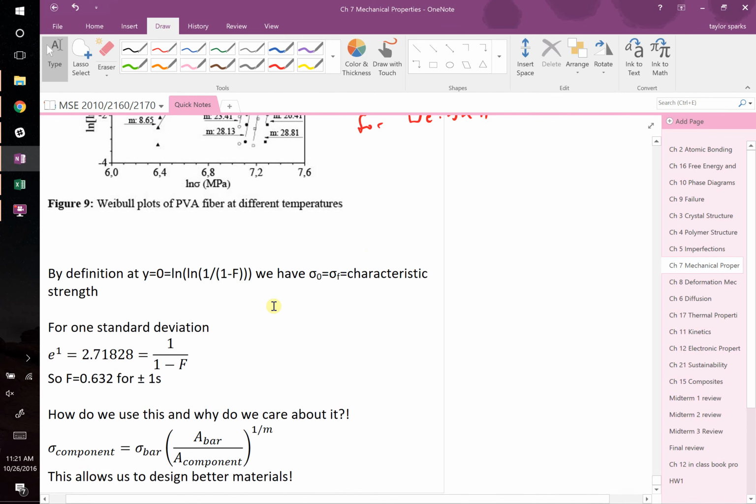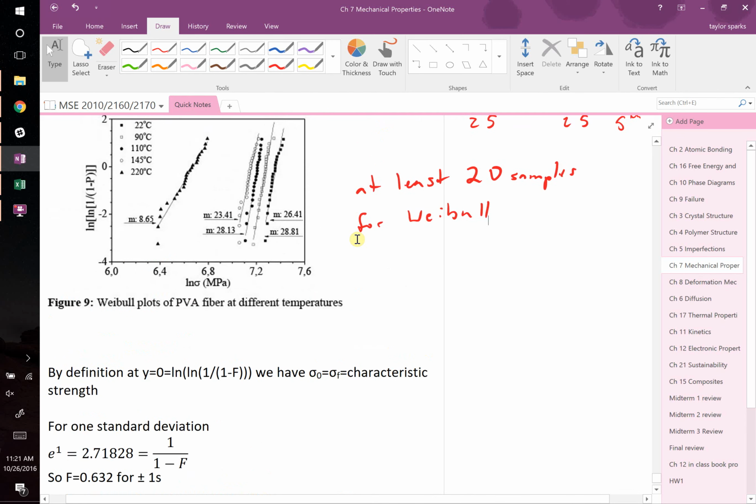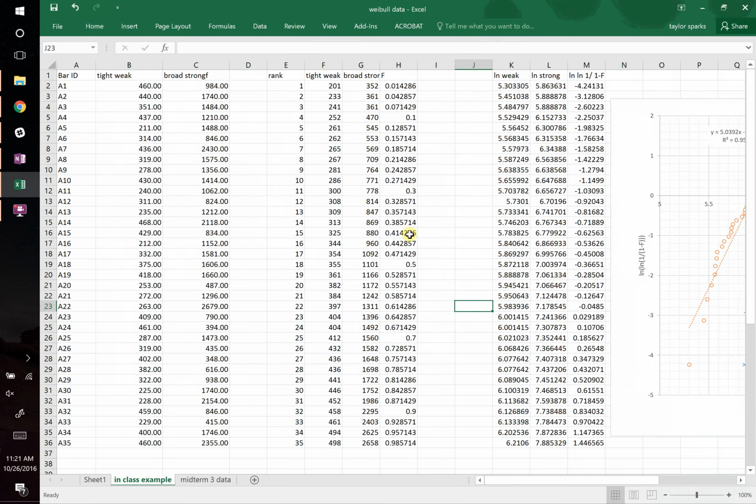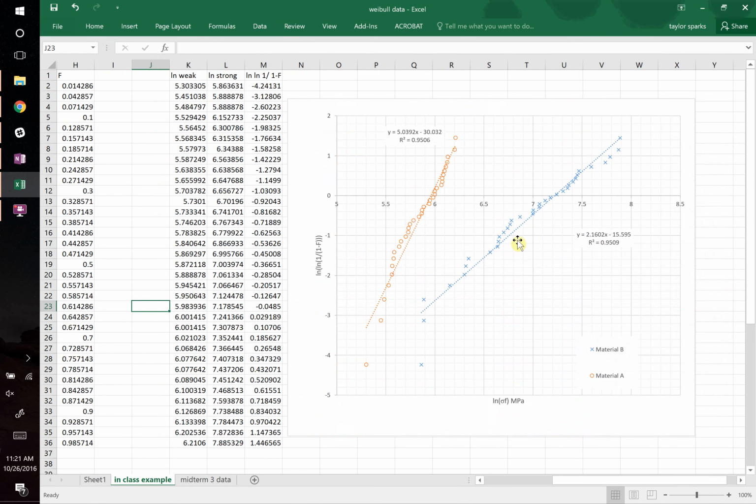So some more things we can take from this. Let's say that for the blue data set, we want to design it. We want to know what stress we can load our component to such that we will only have one failure per million samples, right? We only want one failure. So we want a very, very high fraction of these things to survive.